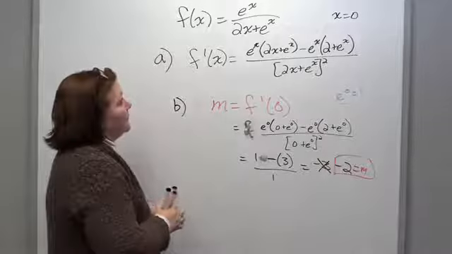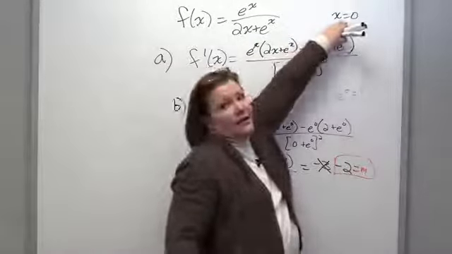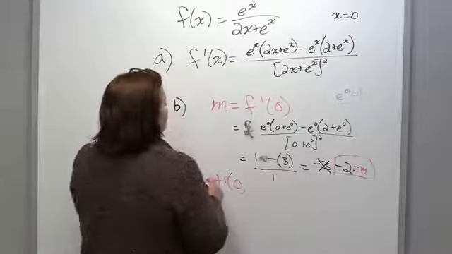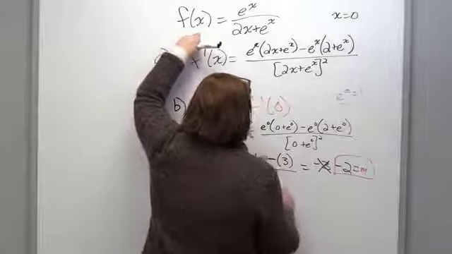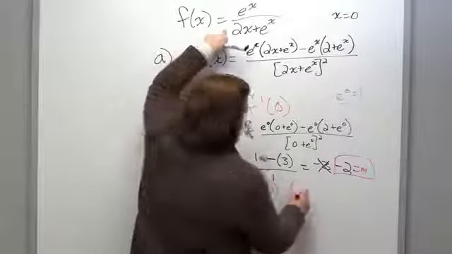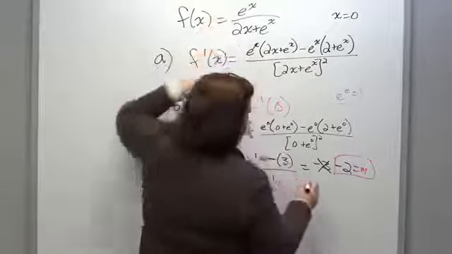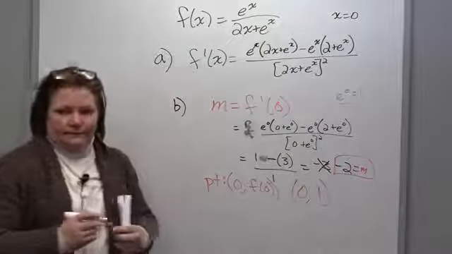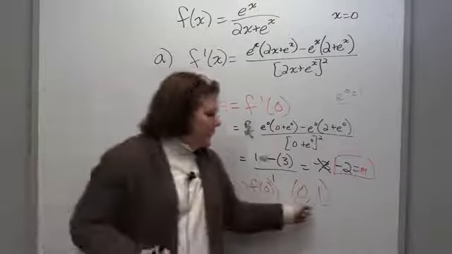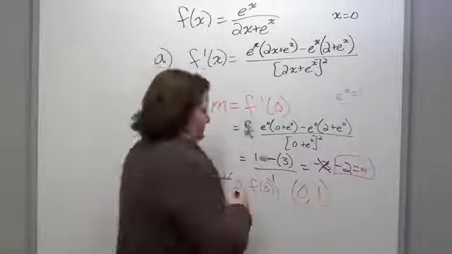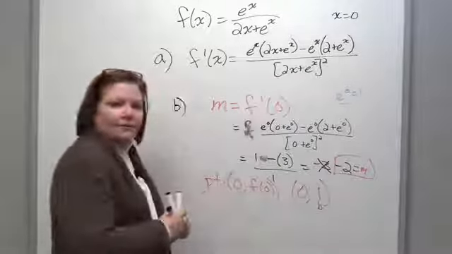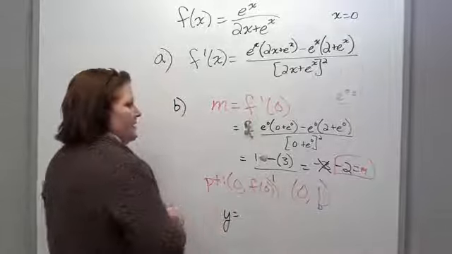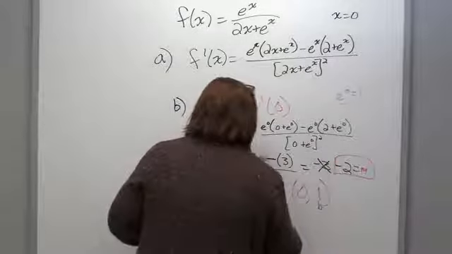We need a point on the line. And they didn't tell us what the point was, but they did tell us we care about it at x equals 0. So the point we're going to use is at 0 and f of 0, which is going to be, if we plug in 0 here, we get e to the 0 over 0 plus e to the 0. So we have 1. And the good news is, this is our b. That makes our lives a lot easier. That is our y-intercept on the line. So our final answer for the tangent line is going to be y equals negative 2x plus 1.